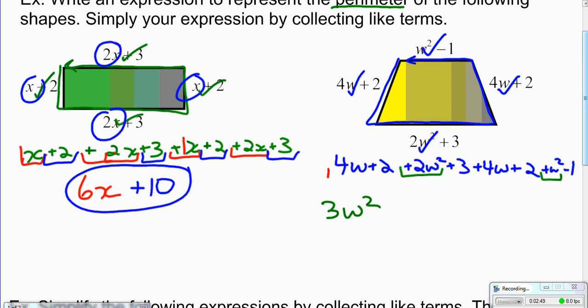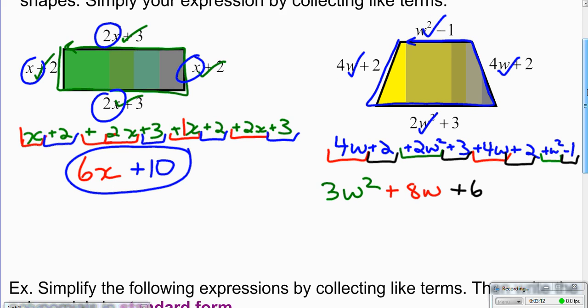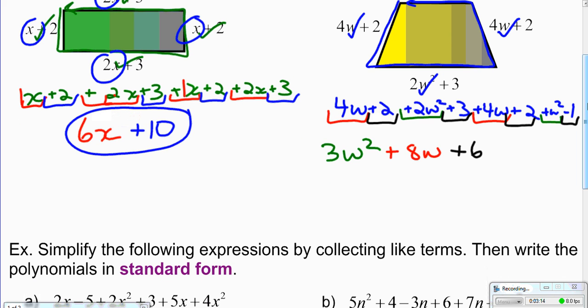We'll move to the w's, so 4w, 8w, and then the constants, so 2, 5, 7, minus 1 is positive 6. So 3w squared plus 8w plus 6. None of those have the same variable and exponent, so those are like terms combined. That's as far as we go.